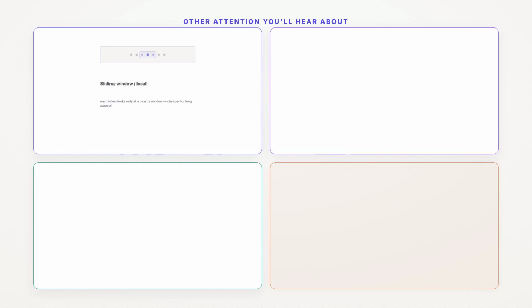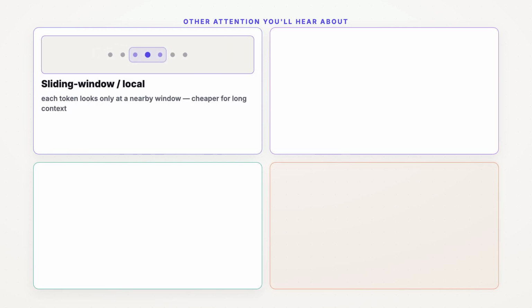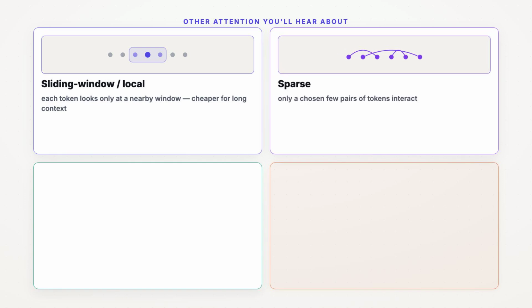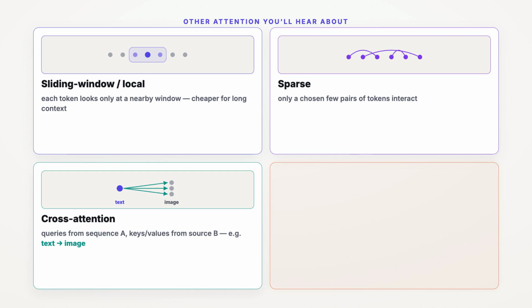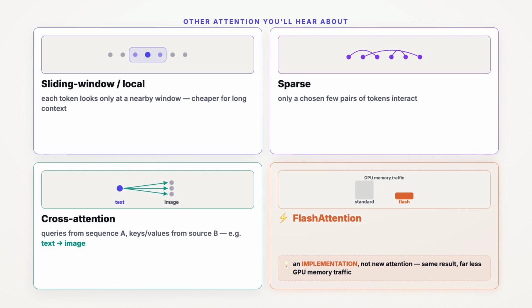A few names you'll hear. Sliding window attention. Each token only looks at a nearby window, cheaper for long context. Sparse attention. Only chosen pairs interact. Cross attention. The queries come from one sequence, the keys and values from another, like text attending to an image. And flash attention. This one's different. It's not a new kind of attention. It's a smarter implementation that computes the exact same result while moving far less data on the GPU.